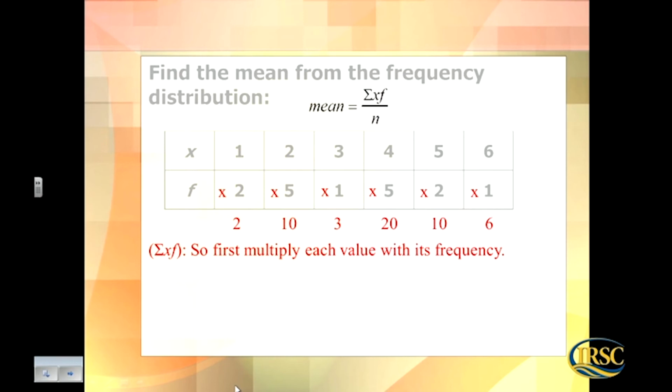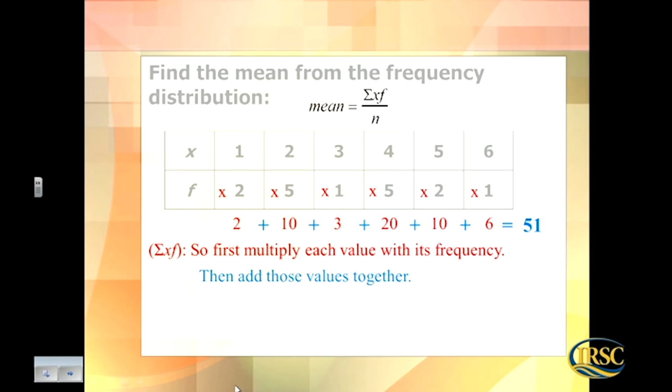Okay, now that we've multiplied, now we have to add. So add up all of these values that you've just found. Okay, so adding across, I heard 51. That is what I got as well. Okay, so that is your numerator of your formula.